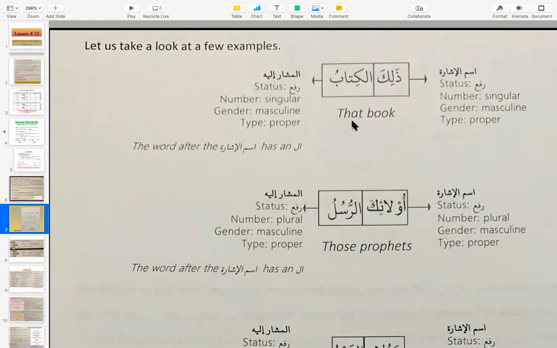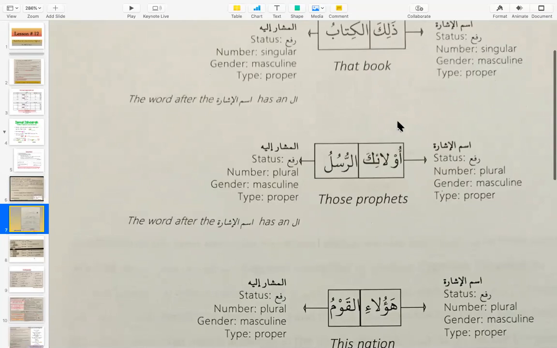So I'm going to translate that: that book. How can I create a sentence? I can just drop this Al: Zalika Kitabu. Now that is a book. Okay, simple and easy. Now look at the next example.